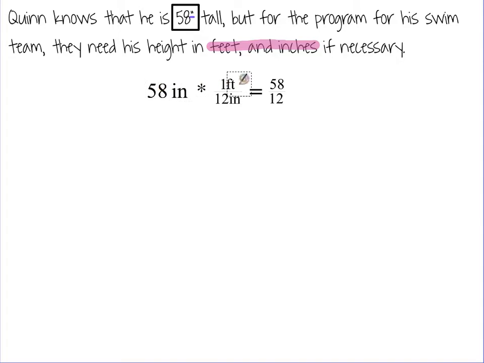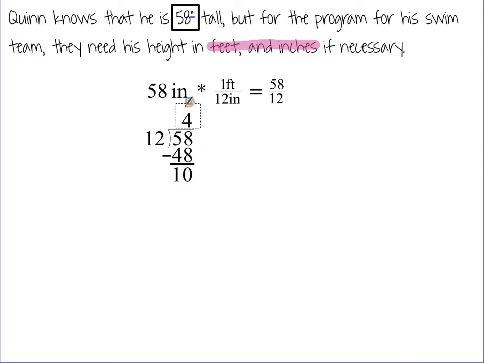58 times 1, and underneath the 58 is 1, and 1 times 12 is 12, so you end up with 58 over 12. If you're comfortable enough, you can jump to the fact that you're already doing 58 divided by 12. When you do this, you get 4, and 12 times 4 is 48. When you subtract that, you get 10.